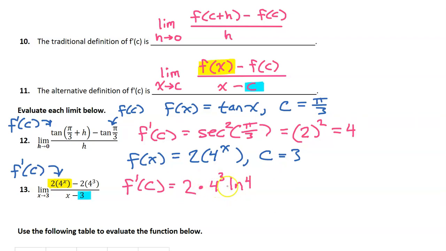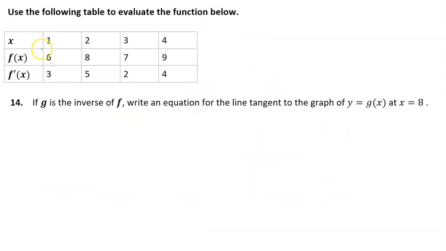4 to the third power is 64. 2 times 64 is 128. So this would be the same as 128 natural log of 4. But again, for a free response question, either one of these would be acceptable. We are given this table that has several values for function f and f prime. We will use this table to help us answer problem number 14, which refers to function g, which is the inverse of function f.